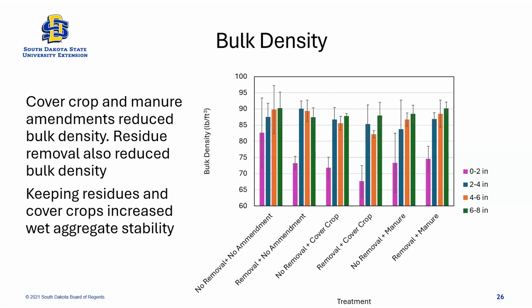Before I say the cover crop didn't do anything to soil carbon, the cover crop did reduce bulk density, and applying animal manure reduced bulk density near the surface. However, there were silly results where the residue removal had higher bulk density than no residue removal. And keeping the residue and adding the cover crop increased wet aggregate stability, which is important for soil and water conservation.